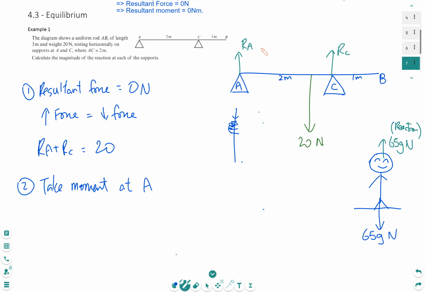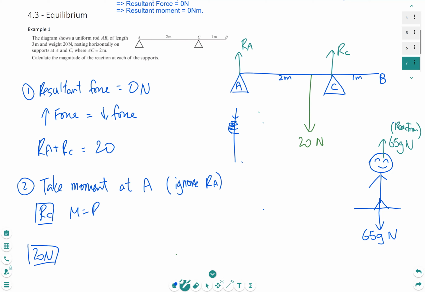Now, RA is not 0 Newton. It's just the fact that RA generates 0 moment. For example, when you try to open the door, it's not that you are not generating force. The force that you generate is just not making the door turn. Does that make sense? So when you take moments at A, you can ignore RA in this calculation, for part B, for question 2. So we'll just ignore RA. So we have only got 2 forces to calculate moments: RC and 20 Newton.